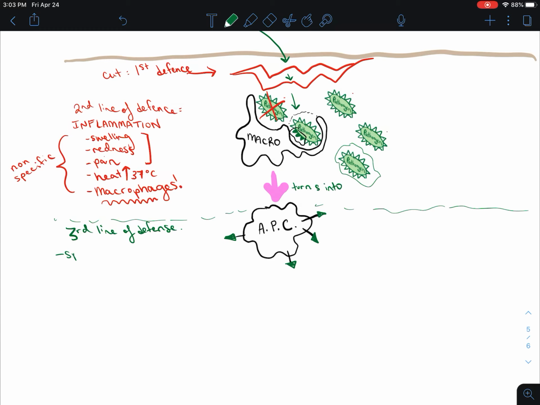Okay, so some things about this. It is very specific. At this point, we know what that pathogen looks like. We know what antigens we're looking for. We might be able to learn some things about how it's going to grow, divide, how it's going to attack the body, so we can have a more specific response to try to target it. This is also cell-mediated, which means that we're going to be involving lots of other white blood cells.